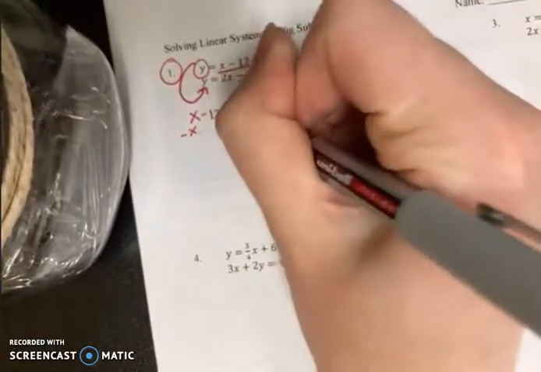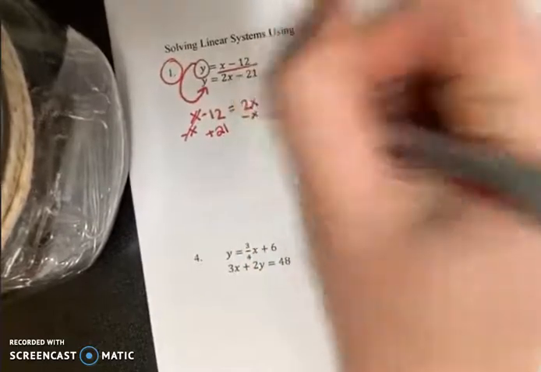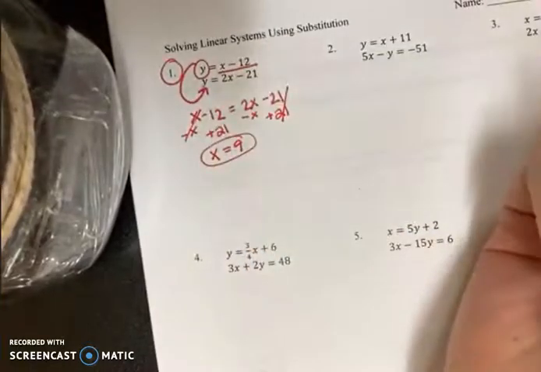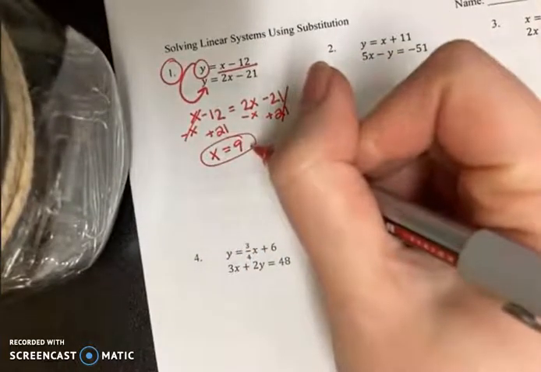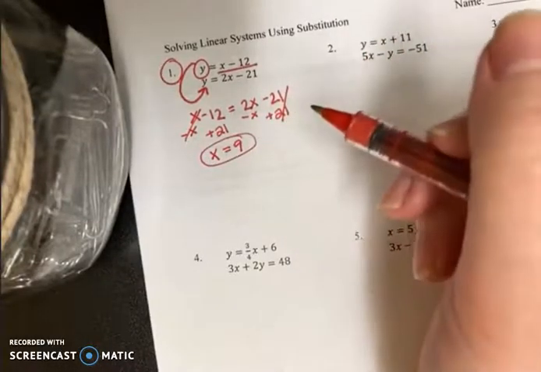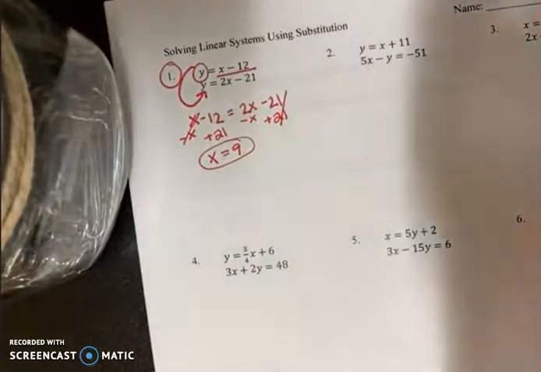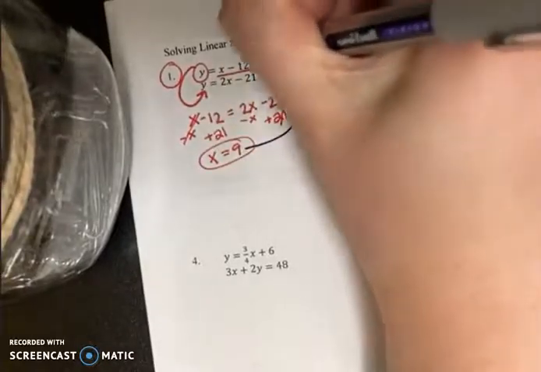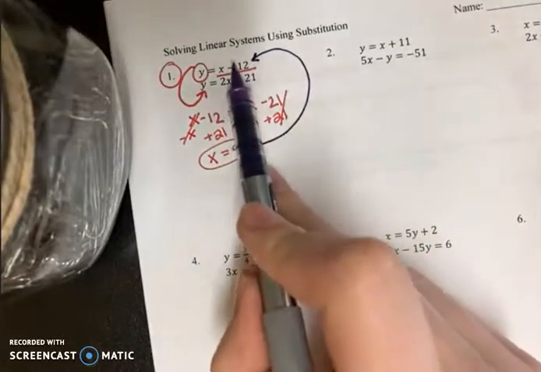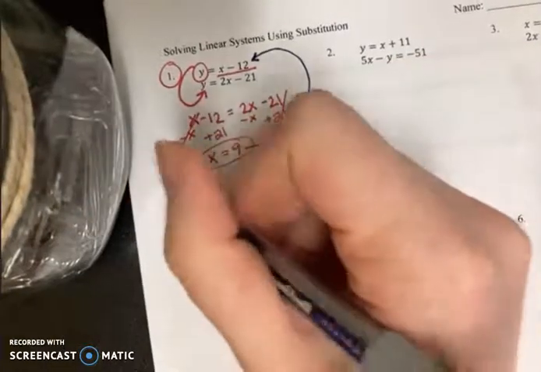I'm going to subtract x from each side and add 21 to each side, which gives me x equals 9. Now that I have x, because remember our solutions to systems should be a coordinate, I need to find y. So I'm going to take x and I'm going to plug it in to my equation for y. Really, you could have used either one. It doesn't matter. I would go ahead and just plug it into this first one.